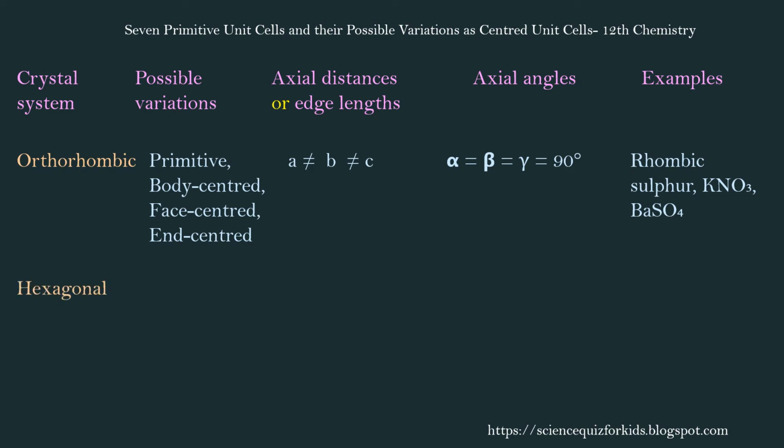Crystal system is hexagonal. Possible variations: primitive. Axial distances: a = b ≠ c. Angles: alpha = beta = 90 degrees, gamma = 120 degrees. Examples: graphite, ZnO, CdS.